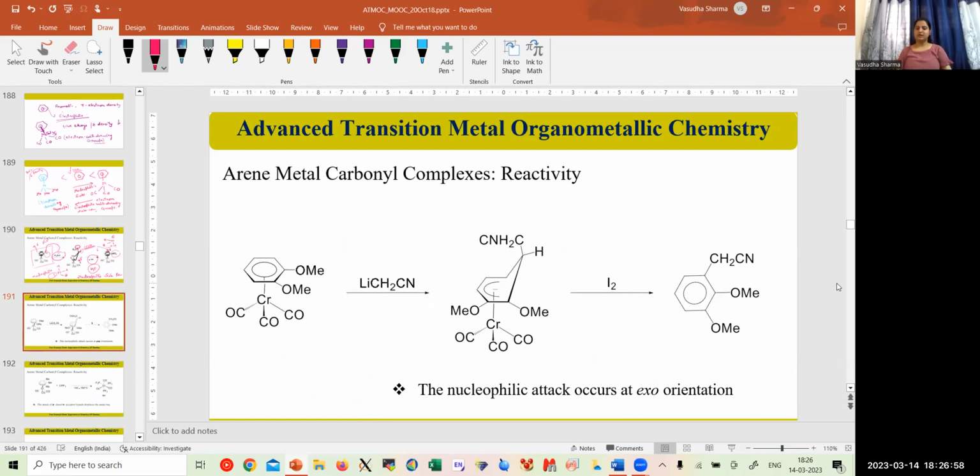Another example of a nucleophilic substitution reaction. If you see clearly, this is an ionic moiety where lithium is positive, CH2, C triple bond N. So this is acetonitrile, which is CH3, I guess.